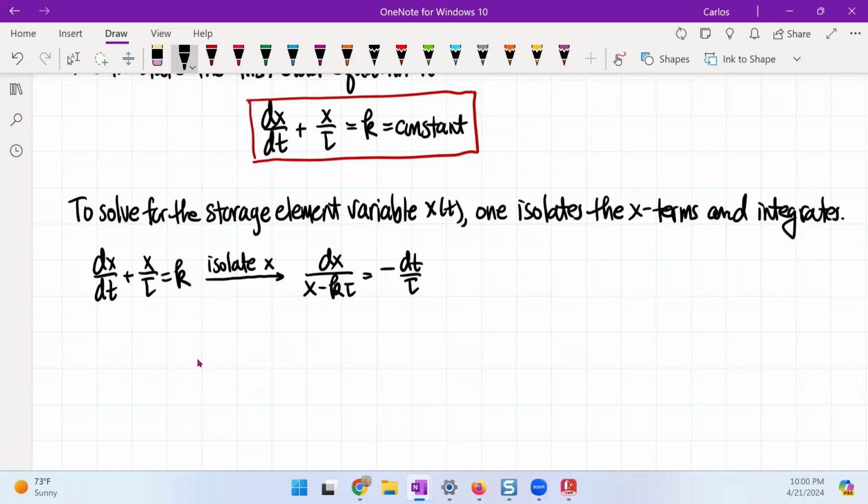Now that I have that, we then need to integrate this equation. Now this equation is an indefinite integral. And because it's an indefinite integral, we know that there has to be an integration constant. Now this integration leads to a natural log, right?